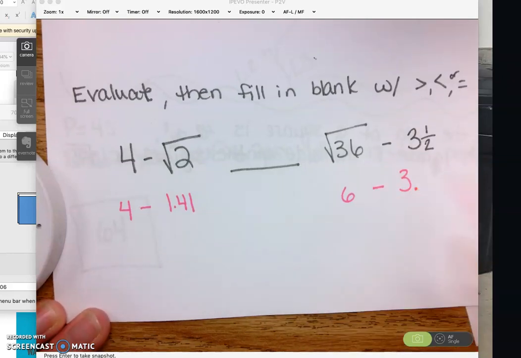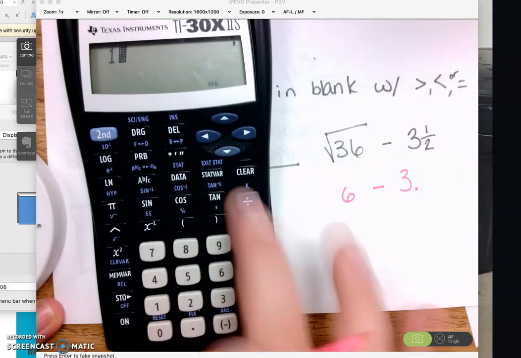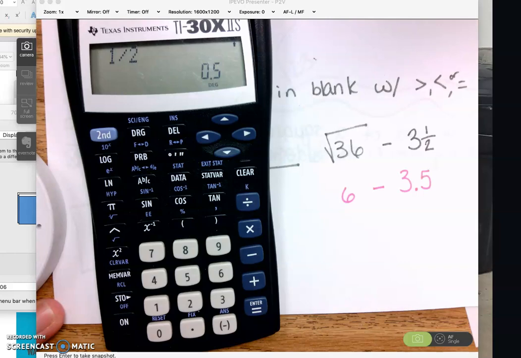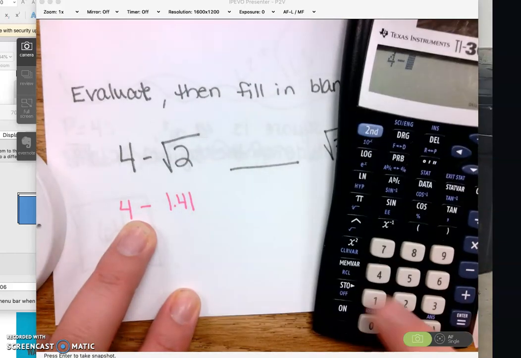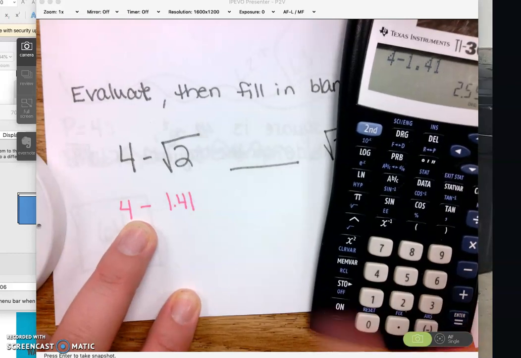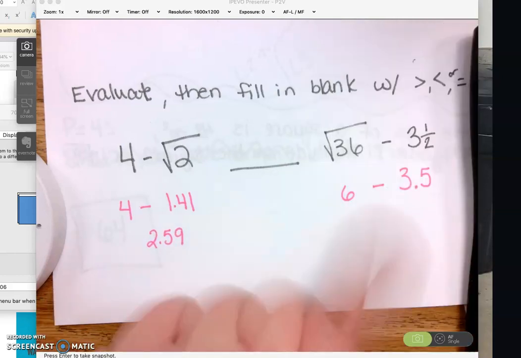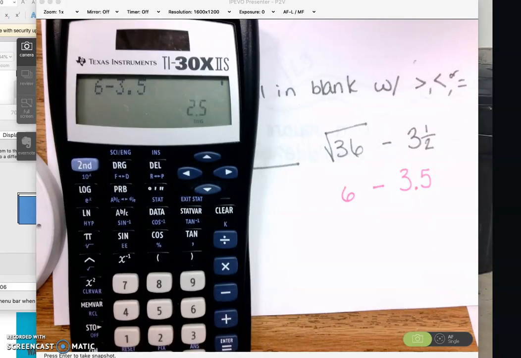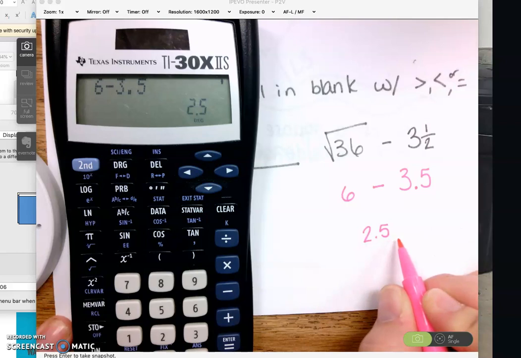3, I want to change this also to a decimal. And I do the top number divided by the bottom number. So this 3, and then this is 0.5, right? Now I'm going to do the math. 4 minus 1.41, 2.59. And then 6 minus 3.5 is 2.5. What's after this if I really wanted to put something there?